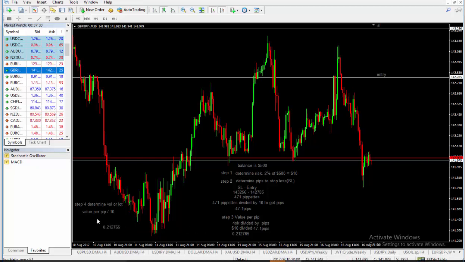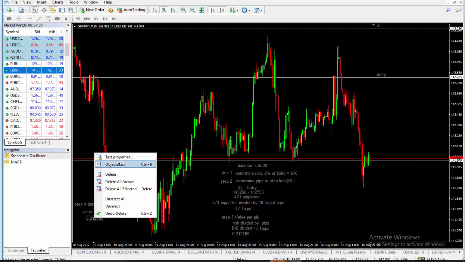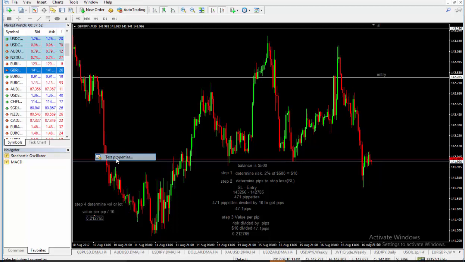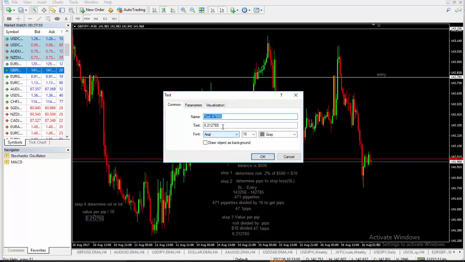It depends on the time frame that you're trading. The higher the time frame, the more money you will actually have to risk. Different time frames, different volumes, different setups. But we are not on setups yet, so we are only just doing basics, how to calculate and determine your risk. So that value per pip divided by 10.